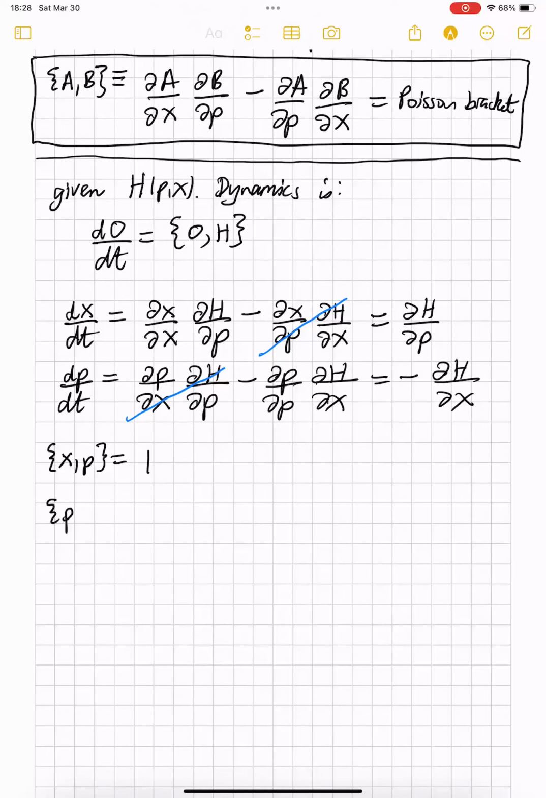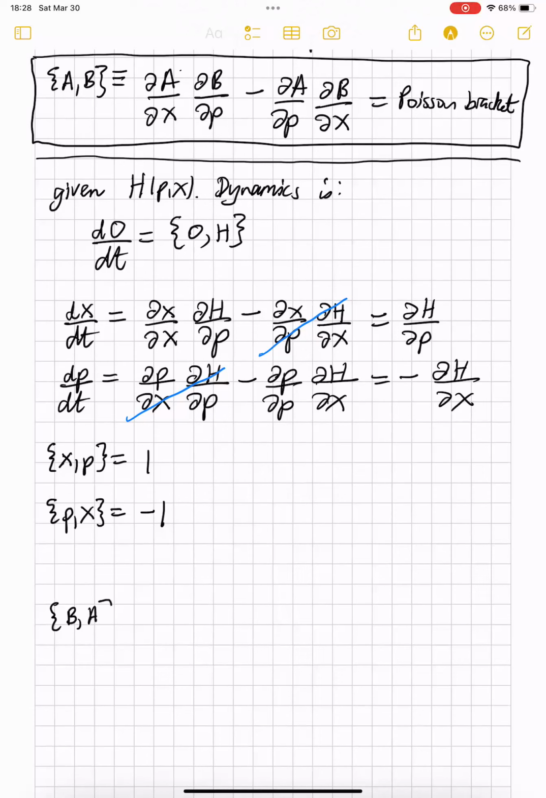Next, let's calculate the Poisson bracket of p with x. Well, dp/dx is 0, dx/dp is 0, minus dp/dp is 1, dx/dx is 1, so it's 0 minus 1. This is minus 1. Interesting. xp is minus px.